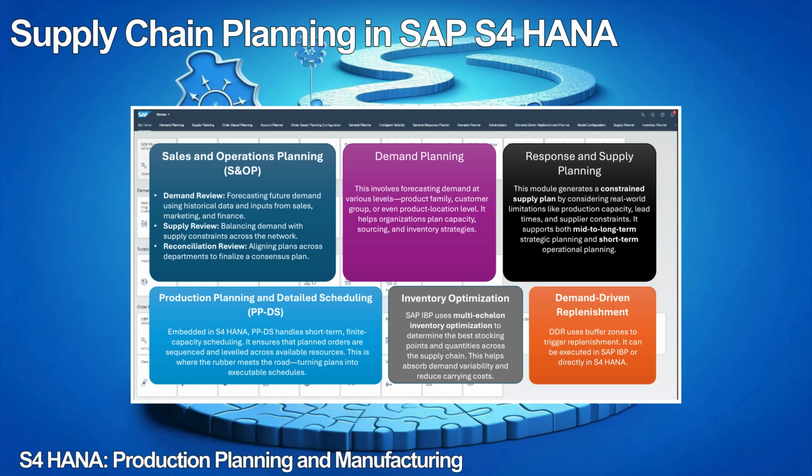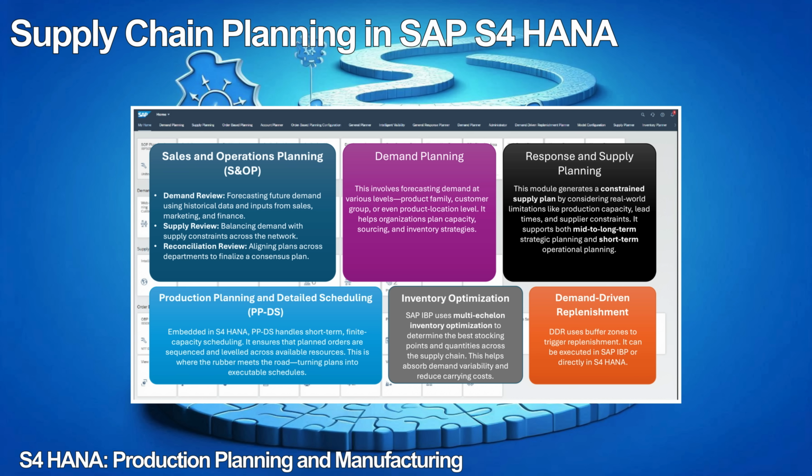In addition, production planning and detailed scheduling, PPDS, embedded in S/4HANA. PPDS handles short-term, finite capacity scheduling. It ensures that planned orders are sequenced and leveled across available resources. This is where the rubber meets the road, turning plans into executable schedules.